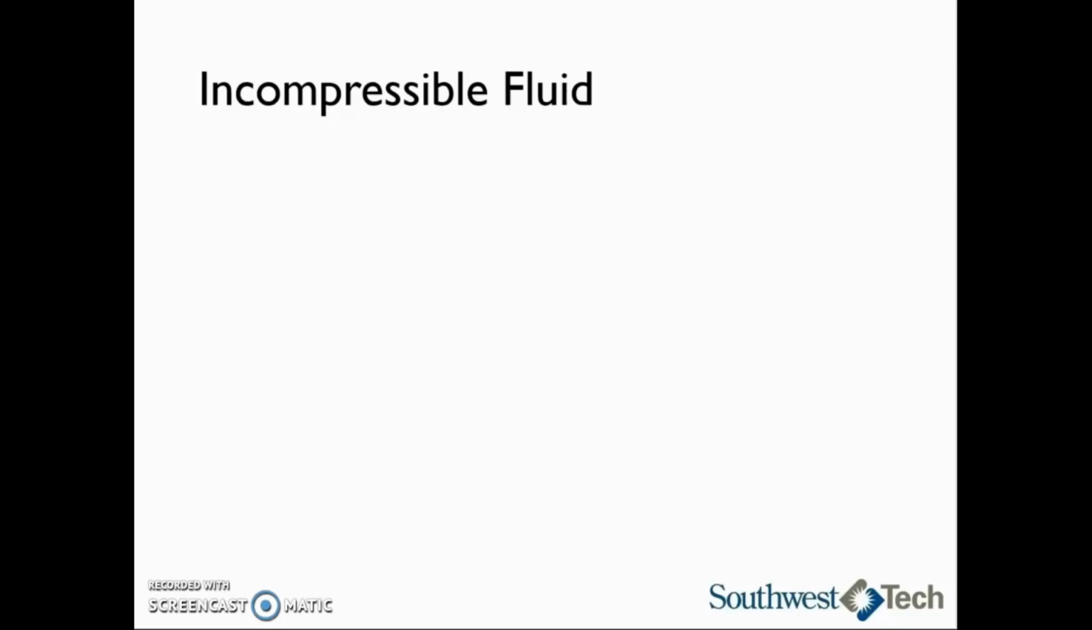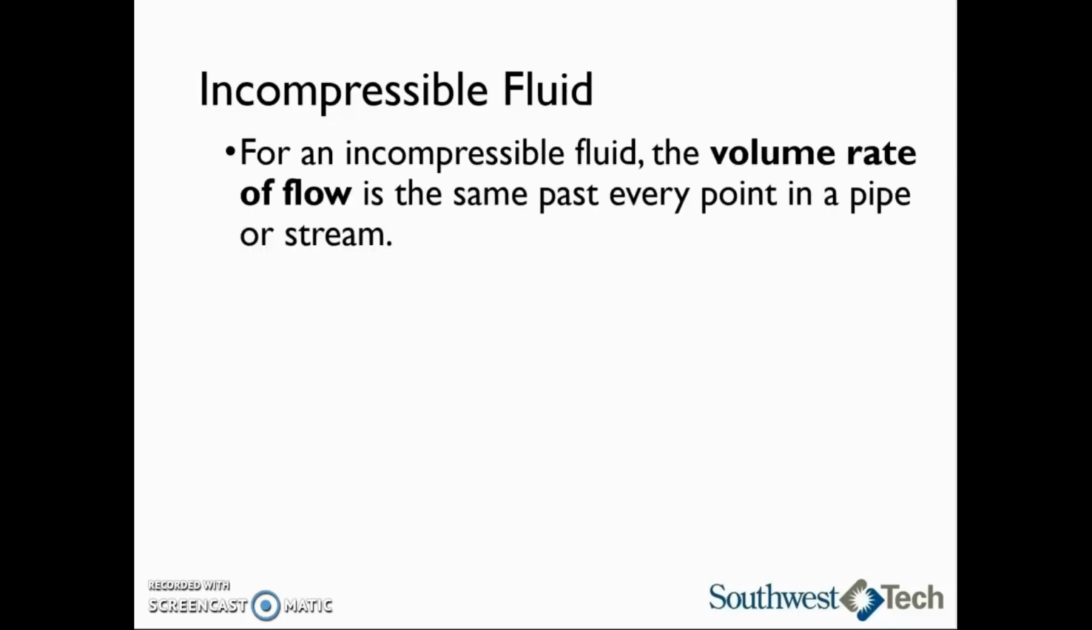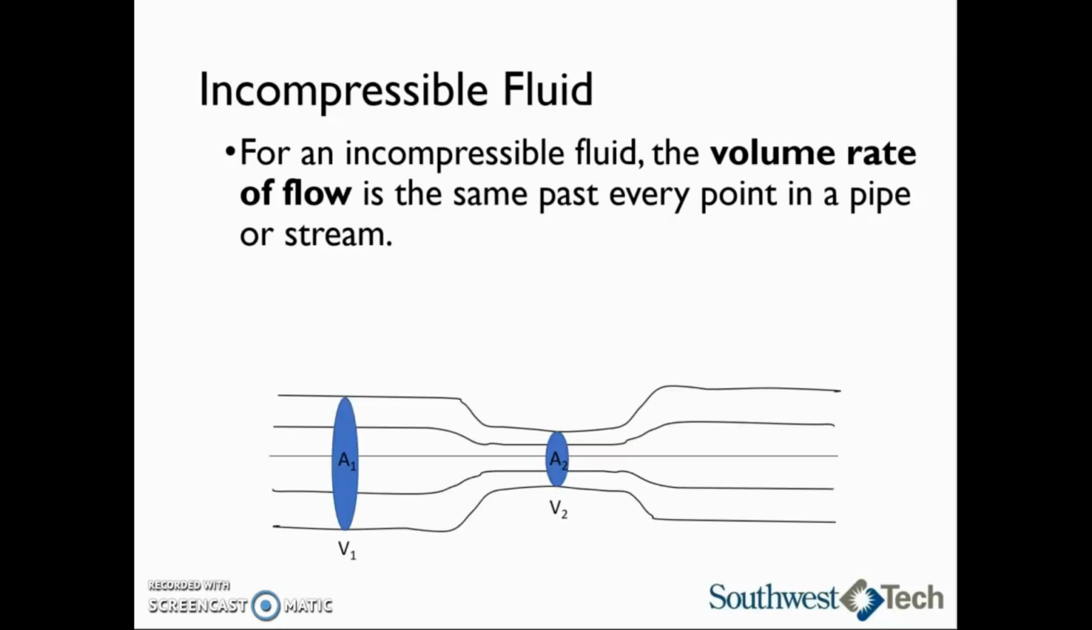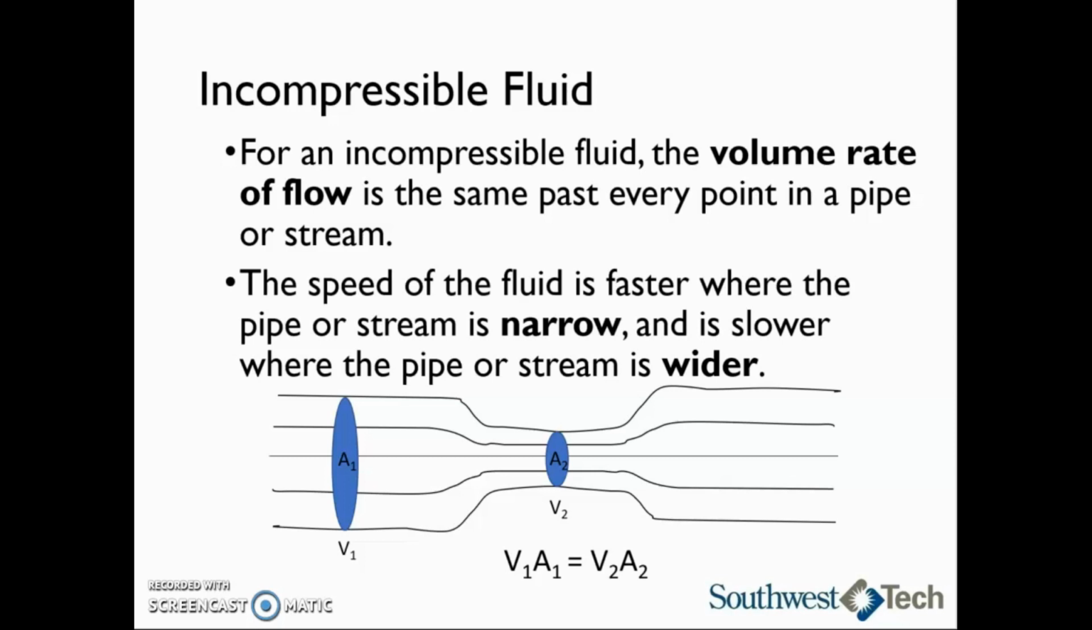Our seventh lecture video will cover Bernoulli's principle. For any incompressible fluid, the volume rate of flow is the same past every point in a pipe or a stream. The speed of the fluid is faster where the pipe or the stream is more narrow, and it is slower where the pipe or stream is wider.